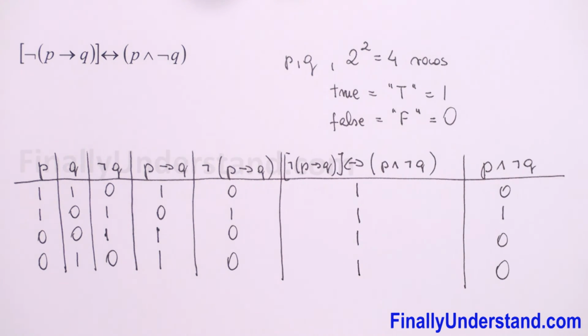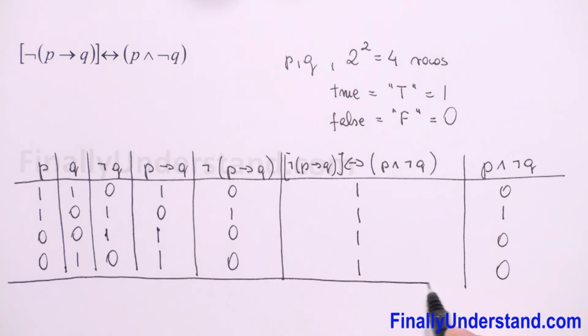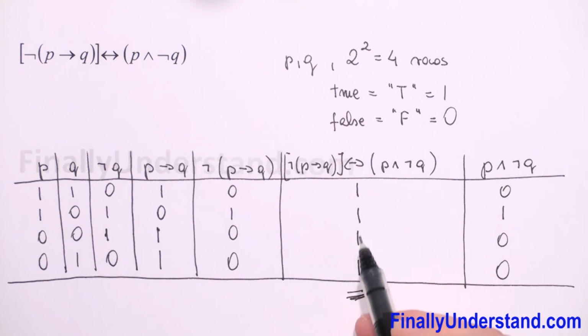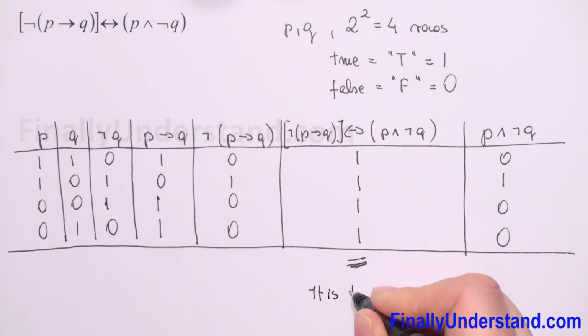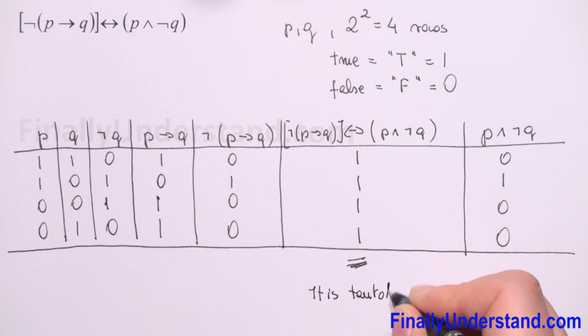We got that our statement is always true. We have only ones in this column. It means that our statement is a tautology. This is my solution.